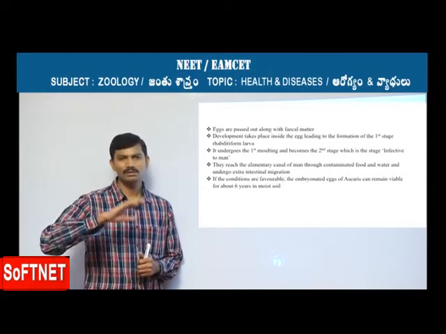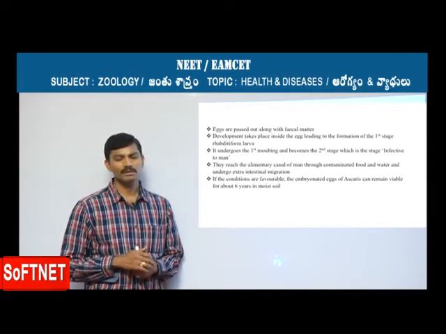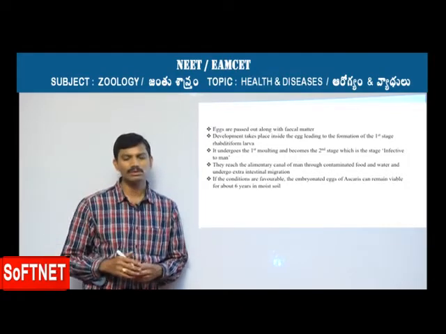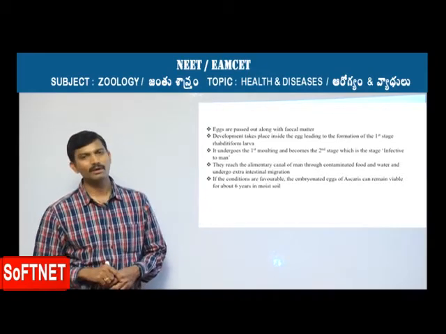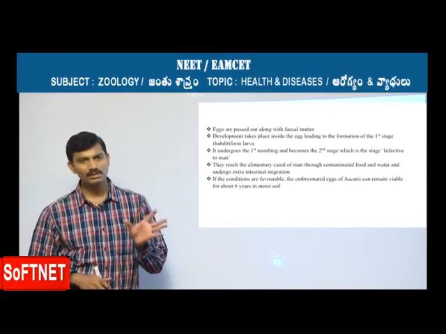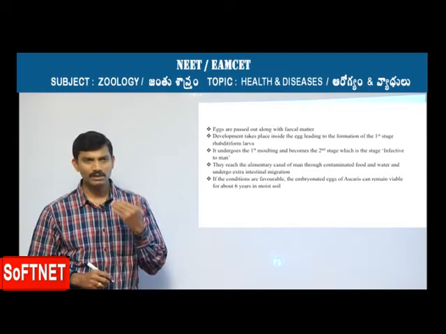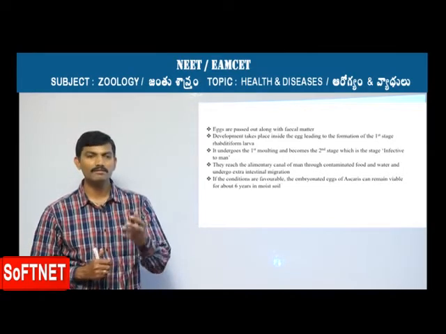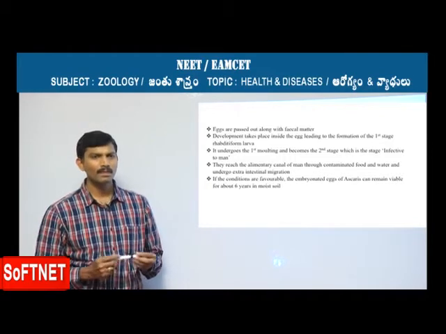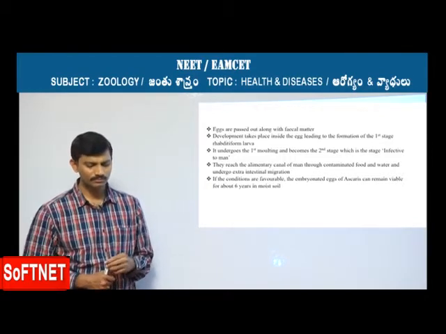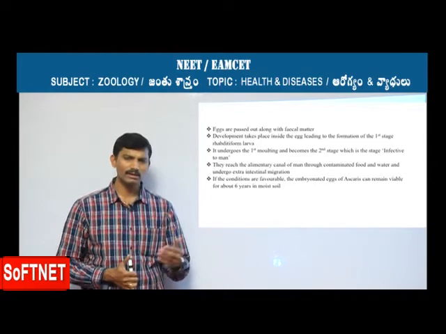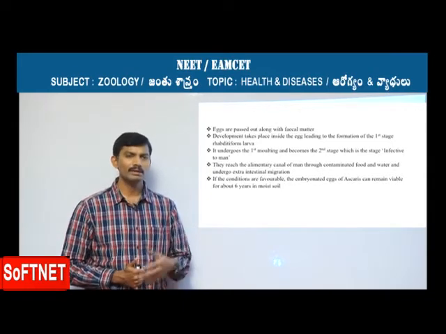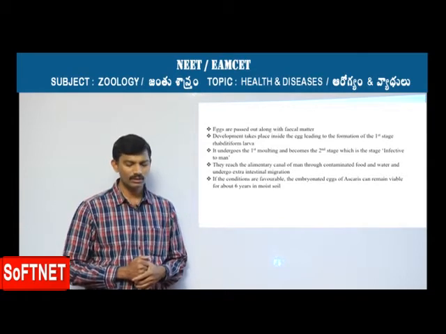After the first stage rhabditiform larva undergoes the first molting, it transforms into the second stage larva. This second stage rhabditiform larva present inside the eggs is regarded as the infective stage to man. As they come out, they reach a new host, that is a new man, through contaminated food and water.